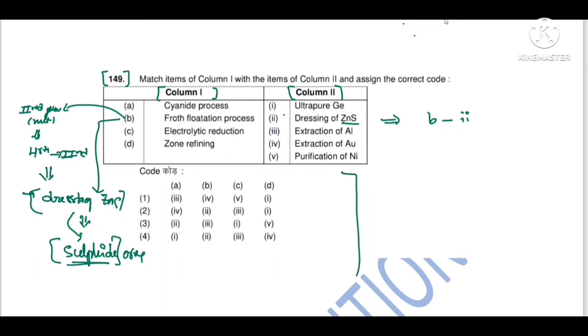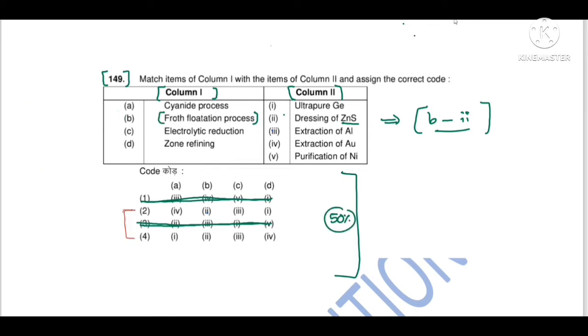Now let us verify the given options. Here B matches with 4, so option 1 is eliminated, because our answer is that B matches with 2. In option 2, B matches with 2, okay, option 2 is present. In option 3, B matches with 3, so option 3 is also eliminated. In option 4, B matches with 2. So by knowing the froth flotation process, you can easily eliminate 2 options. That means 50% of the question is solved by knowing only one process.